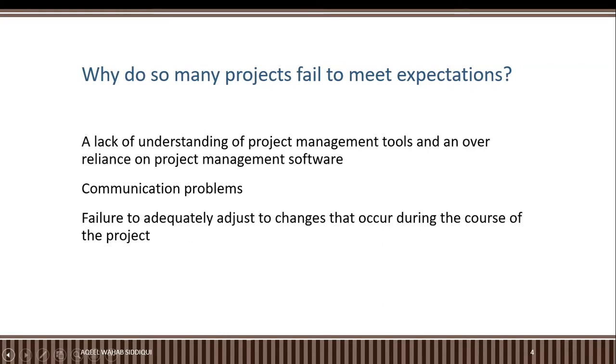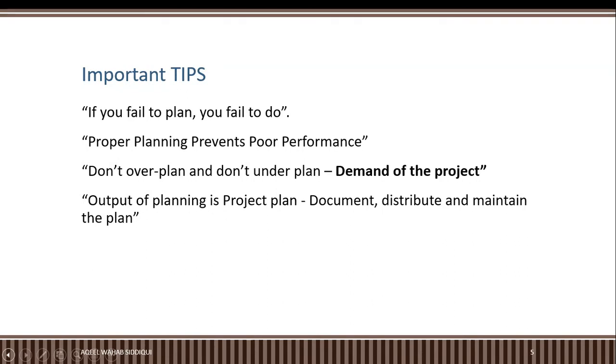So, why do so many projects fail to meet expectation? A lack of understanding in project management. Communication problems. We do not communicate. Mostly conflicts occur because of communication. So we must communicate accordingly. And failure to manage changes on time. These are the three basic things you must learn in this course. What are the important tips? If you fail to plan, you will fail to do. In planning process group, what we do?